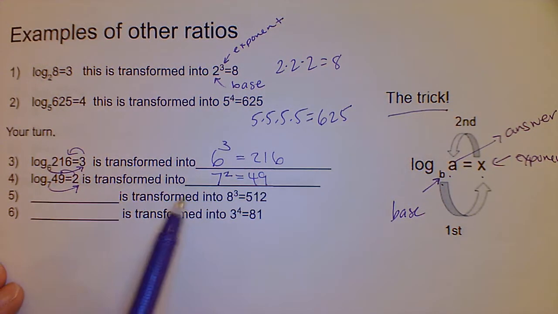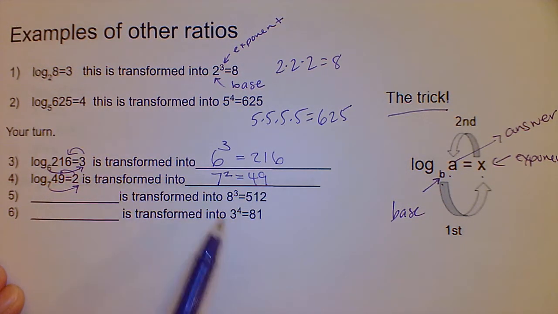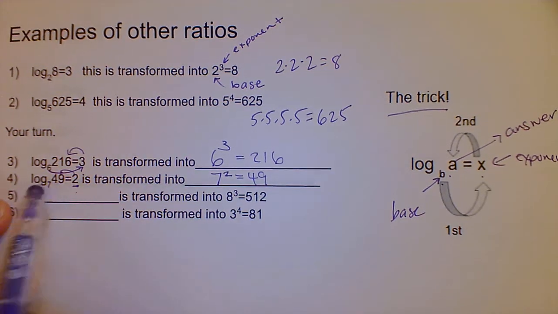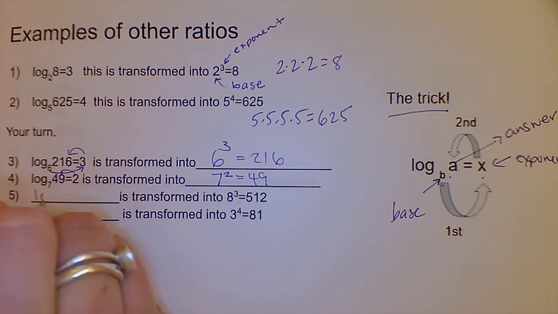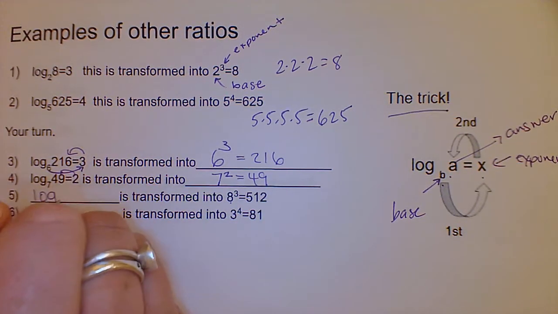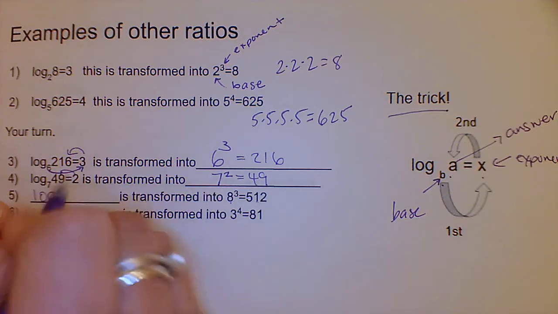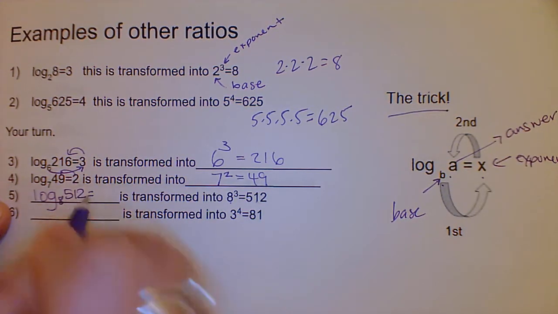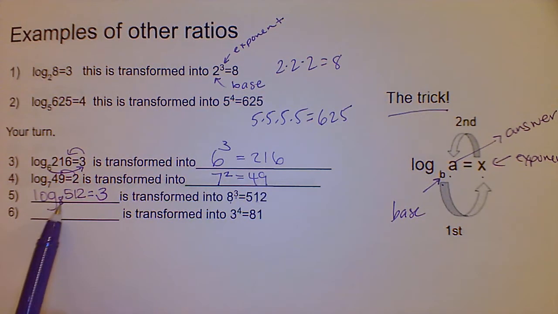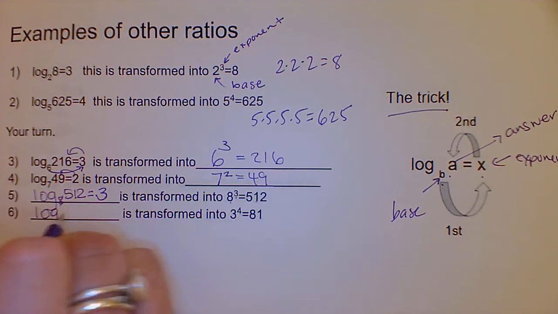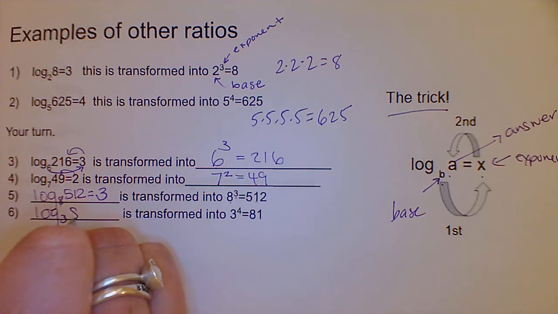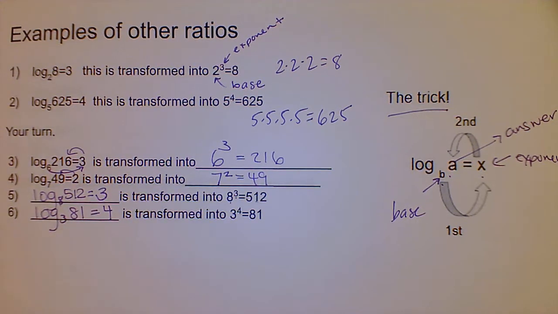All right, now we have to go backwards. So now we have to take 8 to the third equals 512. Well, let's write down log. Okay. Log, what is our base? Our base is 8. What is our answer? Our answer is 512. And what is our power or our exponent? That is 3. So base, exponent, answer. Let's do this one. 3 to the fourth equals 81. Okay. Log base 3, answer 81 equals our exponent of 4.